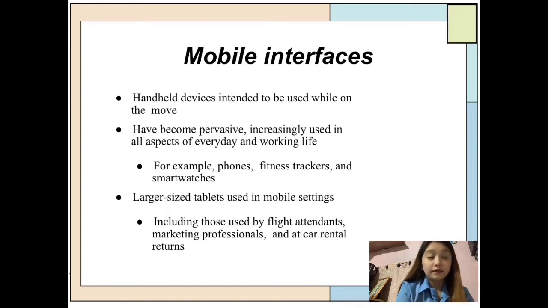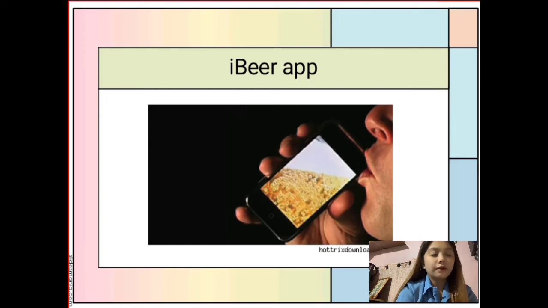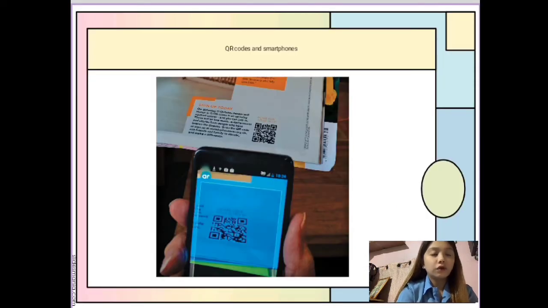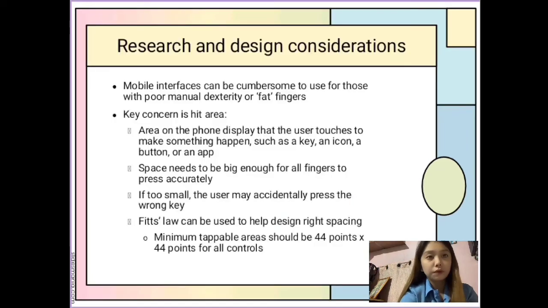Handheld devices intended to be used while on the move have become pervasive, increasingly used in all aspects of everyday and working life, for example, smartphones, fitness trackers, and smartwatches. Large-sized tablets are used in mobile settings, including by flight attendants, marketing professionals, and at car rental returns. These are examples of mobile interfaces: the IBR app and the QR code on smartphones that are usually used now.